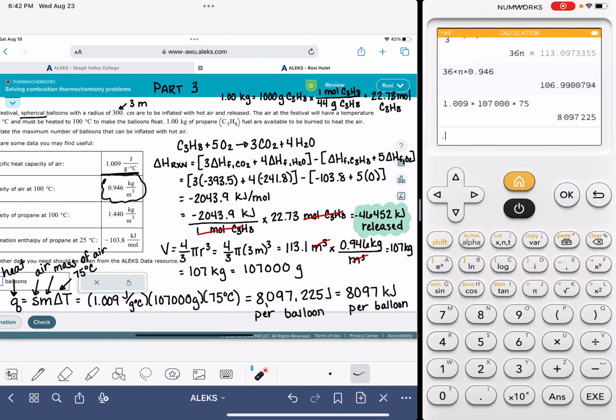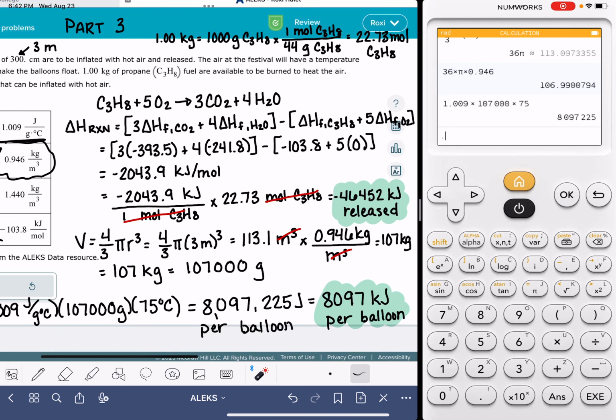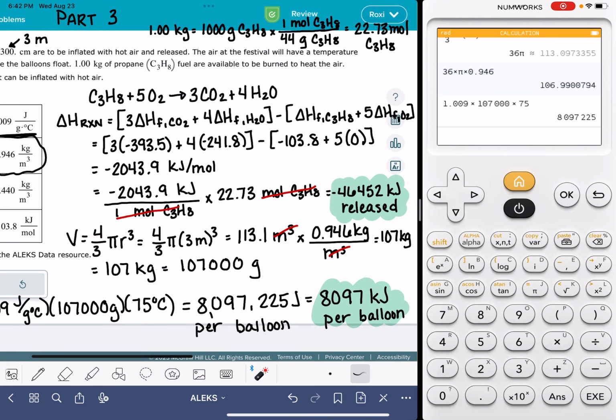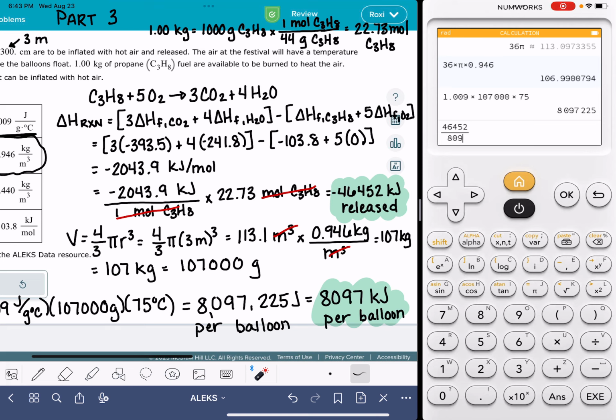Okay, so what did we just figure out? These are the numbers that we're comparing. With all of the propane that we have, we're going to release approximately 46,000 kilojoules of heat. Each balloon needs 8,000 kilojoules of heat. How many balloons can we blow up? That's going to be our total amount of heat divided by the heat needed per balloon. I have no more room to write that, so hopefully you can follow along with that logic. 46,452 kilojoules of heat total available to us, divided by each balloon needs 8,097 kilojoules of heat.